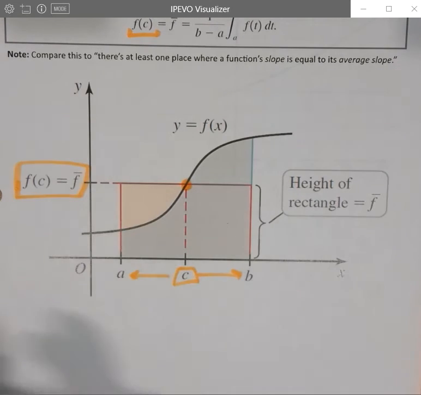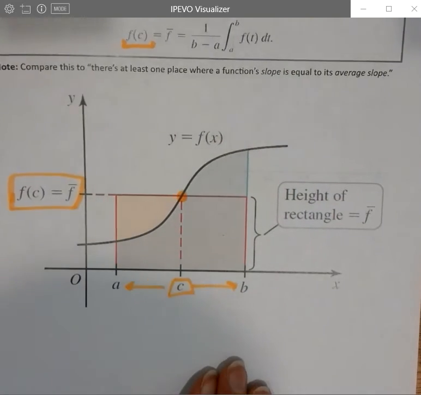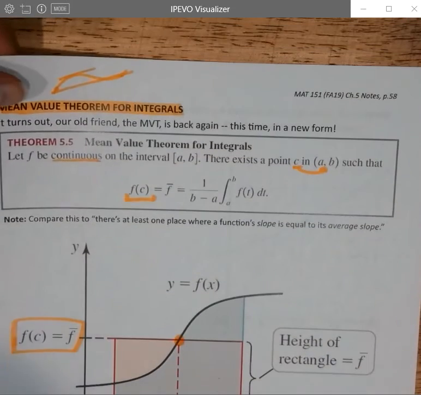So it's taking the average value theorem that we found before and stepping it up one more time, looking at a place between the endpoints where you're equal to it. So let's take a look at an example of the mean value theorem for integrals.